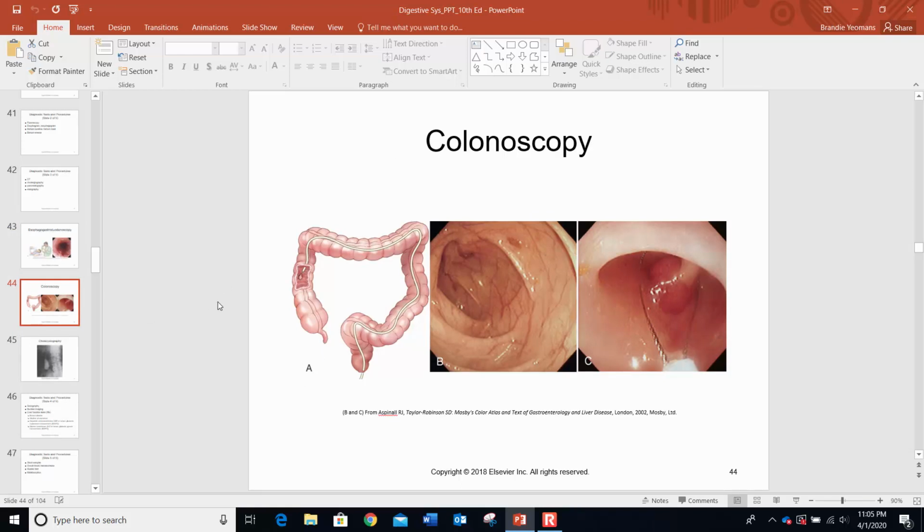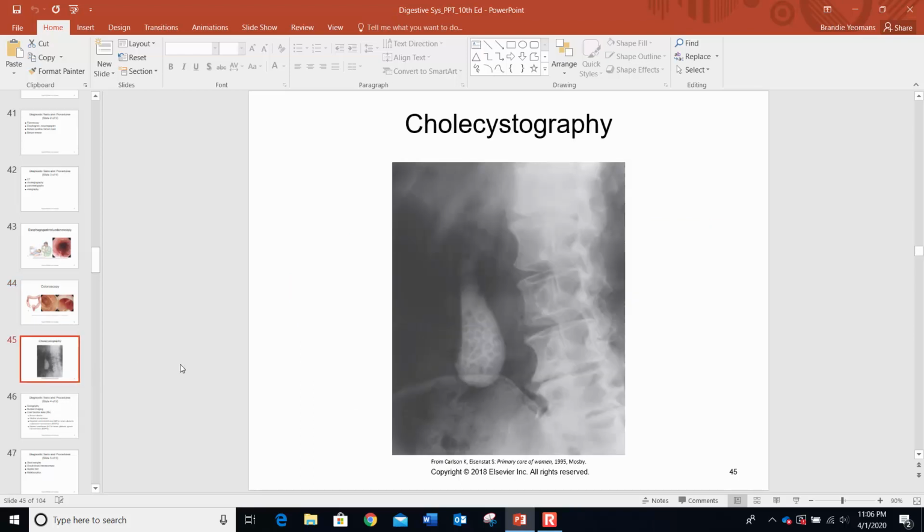So what are we doing with a colonoscopy? Well, we're actually going up through the rectum and looking through the large intestines. So with those procedures, we can look at how the tissue looks. If there's things like polyps, like you see over here in picture C, we can remove those polyps and send those off to the laboratory to see if they're cancerous or not.